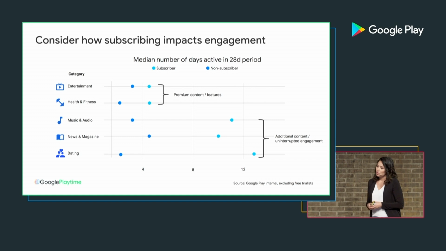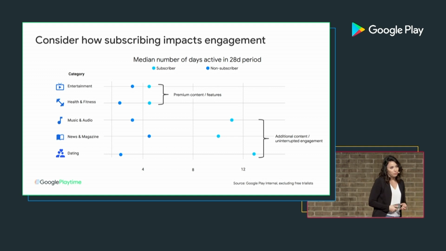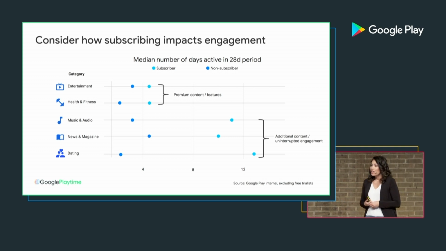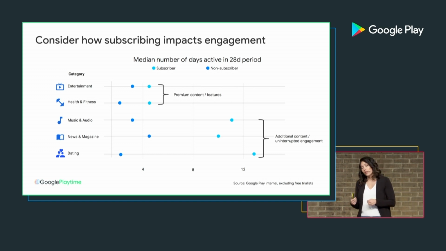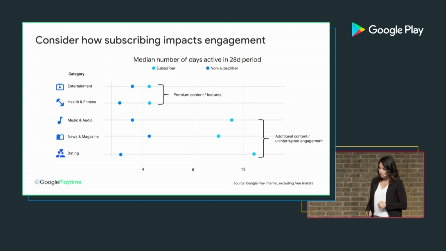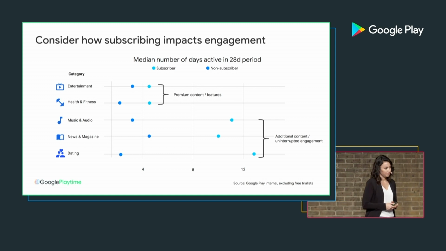But subscriptions in these two categories most commonly unlock premium features or premium content, and they're not necessarily driving additional subscriber engagement. But music and audio, as well as news and magazine, these subscriptions most commonly allow for more uninterrupted engagement or unlock additional content that will naturally increase a subscriber's engagement. Dating also has a similar model. It's removing some type of engagement wall, whether that's how many matches I can have, likes, messages. But again, it's allowing a user that subscribes to engage at a much higher rate.